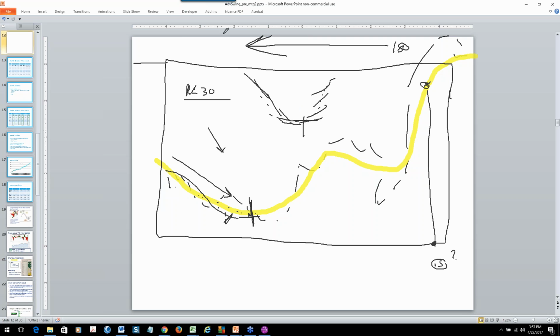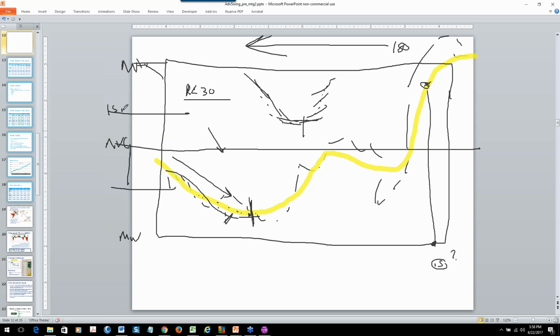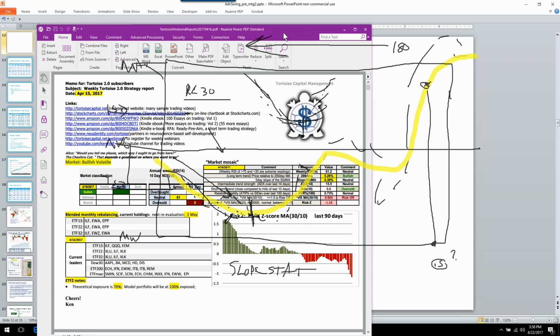So I look back 180 days. I find the max, the min, the average, and then that plus or minus 1 standard deviation. And now I compute what I call the slope statistic, or the slope stat. And here's what we know on the basis of the slope stat. Let me show you how that looks on our weekend report.